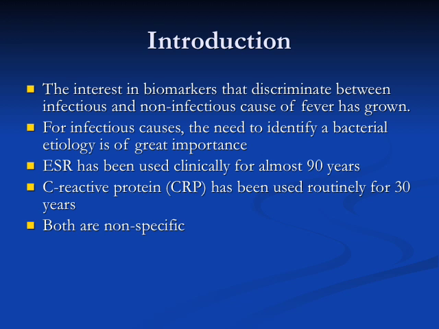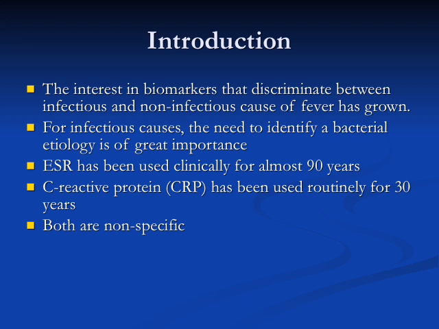So, a little introduction. The interest in biomarkers that discriminate between infectious and non-infectious causes of fever has grown. For infectious causes, the need to identify a bacterial etiology is of great importance, as we all know, as that requires antibiotic therapy with bacterial infections. ESR has been used clinically for over 90 years, and CRP has been used routinely for 30 years as a marker to assist with the management of infections.